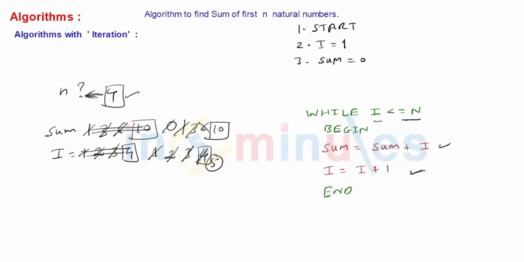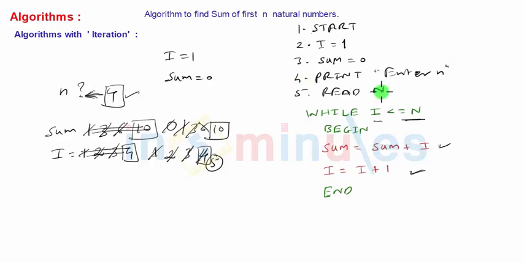We'll set I equal to 1. So in the computer's memory, initially I is set to 1 and sum is set to 0. Now we need to know what n is. Our next step should be to input a value for n. That we'll be doing by writing print and read commands. We'll write print enter n and then read n to input the value.